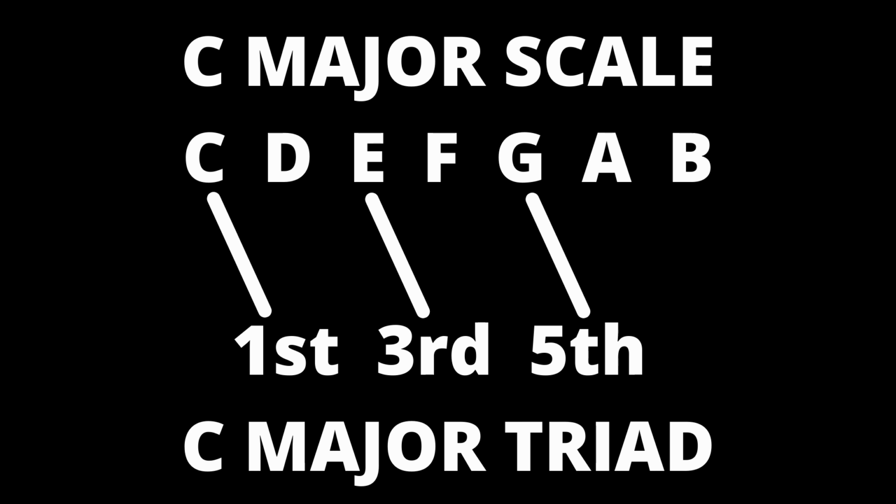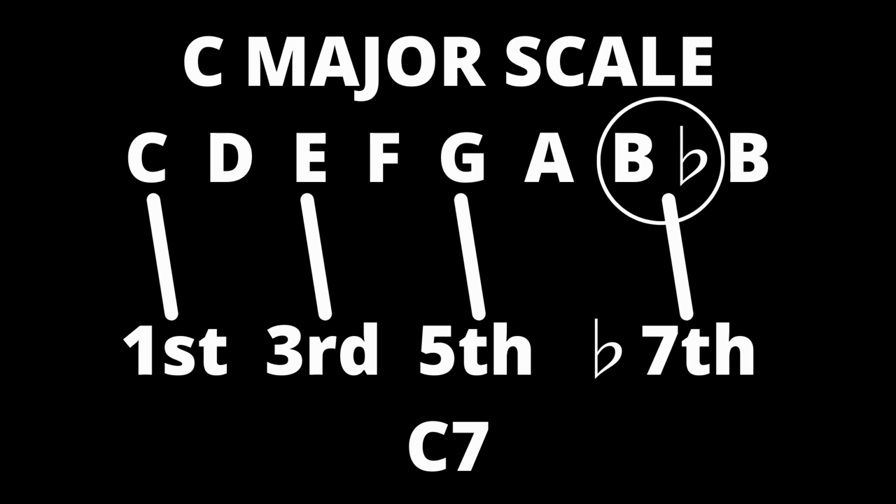The C major scale has the following notes: C, D, E, F, G, A, and B. The first note is C, third note is E, and fifth note is G. These notes create a C major chord. The seventh note is B. If you drop this note by a half step or semitone, then you get B flat. Add this flat or minor seventh note to the C major chord, and you have a C dominant 7th chord.